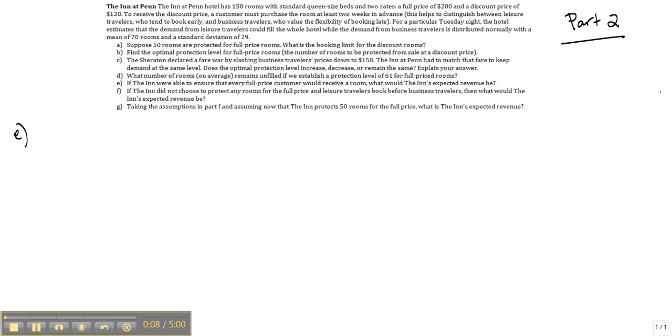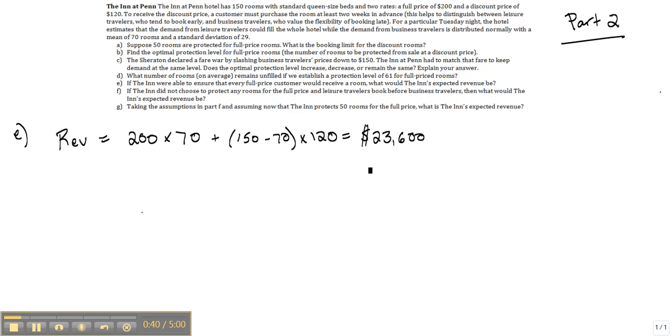Here we're trying to figure out what the expected revenue would be if they ensured that every full-price customer would receive a room. We know that the revenue for full-price customers is 200. We expect that demand of those customers is 70. There'll be 70 rooms filled, plus the remaining capacity, or 150 minus 70, or 80 rooms, times the lower price point of the leisure customers of 120. And we get, therefore, that there's a revenue of $23,600.